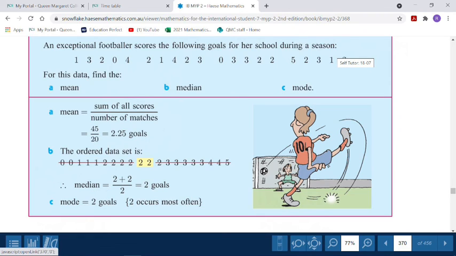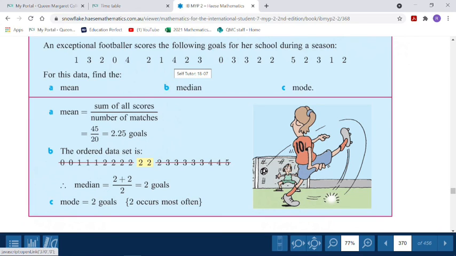So first find the mean. They just took the sum of all the scores. They just added them all up. And they said that was 45. And then they counted them, and look how nice they were. They grouped them in groups of 5. They often do that to keep you organized. There are 4 groups of 5, so therefore 20 data sets. And 45 divided by 20 is 2.25 goals. So on average, she scores 2.25 goals per game.